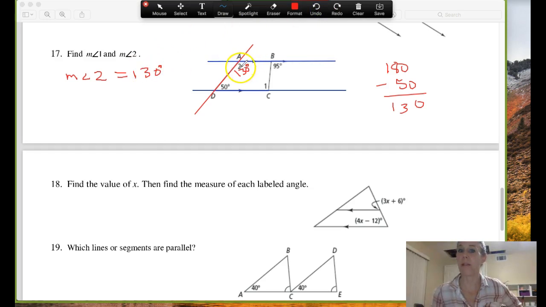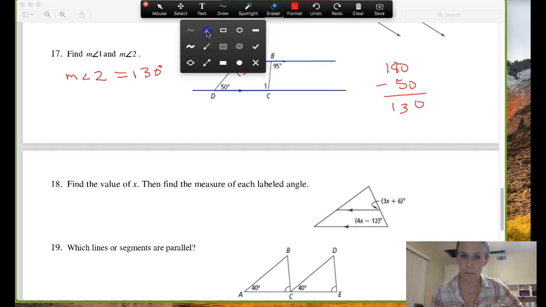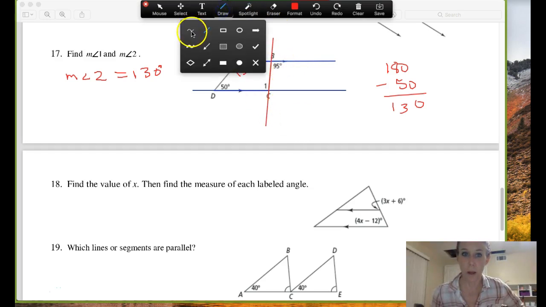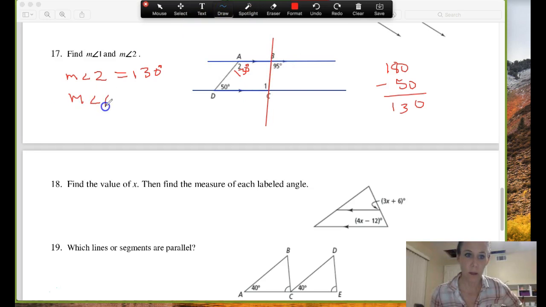All right, so now I have this one. Now I need to figure out angle 1. Let's forget about this transversal, and look at this transversal right here. These two lines are parallel. This is a transversal. Alternate interiors are congruent. So the measure of angle 1 is going to be 95. And you're done. If you know all your theorems, this is going to be a pretty easy test.